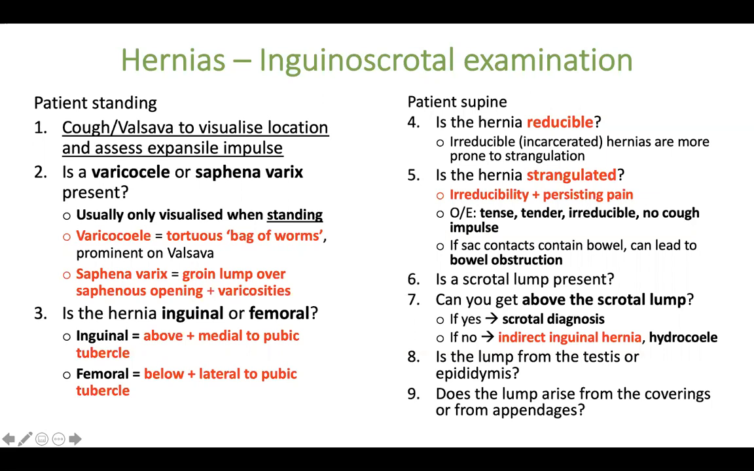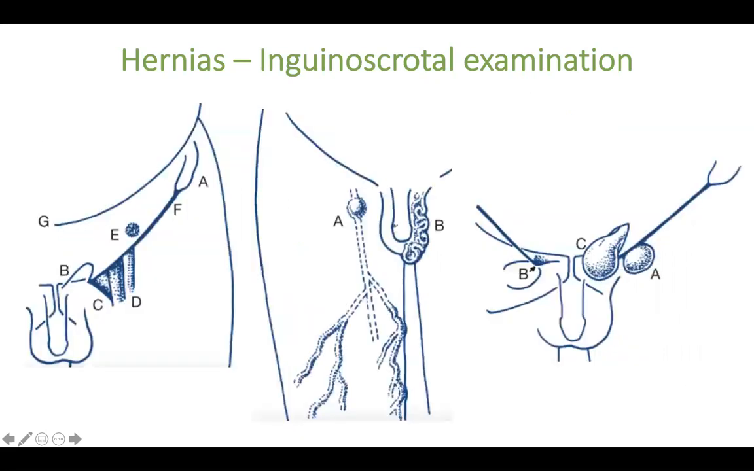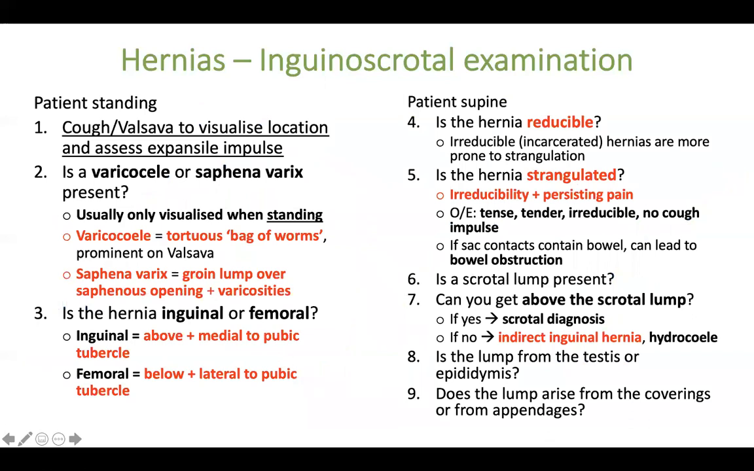So when you see the patient, get them to stand up because that will help the hernias come down a bit and for you to see. And then you want to see 2 things. Do they have a varicocele or a saphena varix? Because then I don't really need to consider hernia. A varicocele looks like this here, so bag of worms, and saphena varix, there's a little lump over your saphenous opening and you get varicose veins down below. Very typical, you'll be able to see it when they stand up, but usually it's only visualized when they stand up.